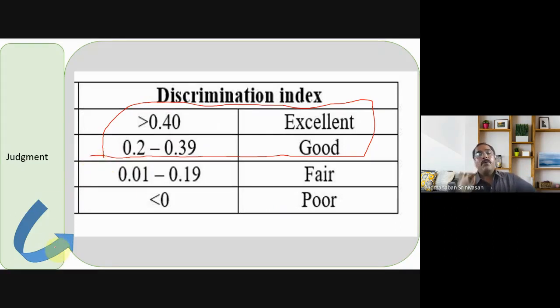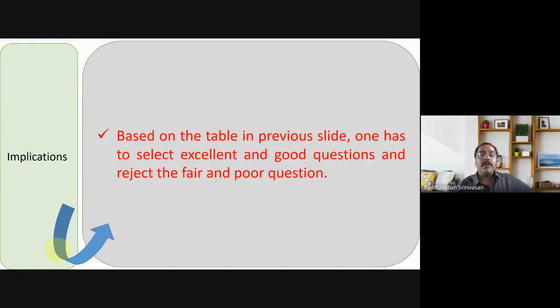So that is what we have to do. See, not only calculating. After that, we have to go for the judgment. So based on this value, you have to select some questions and reject some questions. It depends upon which value we are getting. Okay, let us see what we got.